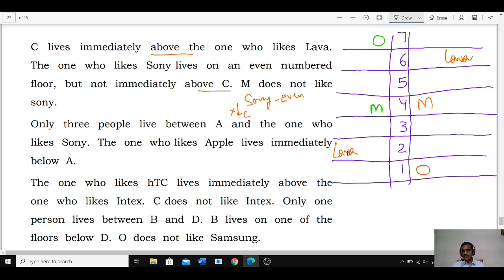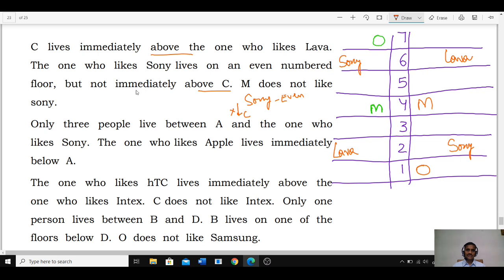Sony cannot be here, and cannot be here. Hence, where should this Sony be? Since Sony is even, Sony must be on the 6th floor. Now in this one, Sony cannot be here and Sony cannot be here, right? M does not like Sony. Hence Sony must be at this place. There are 2 possibilities for Sony: Sony could be either on the 2nd or on the 6th floor.